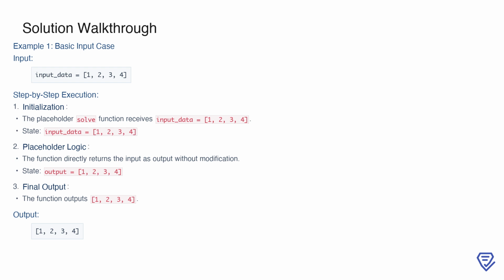The placeholder solve function initializes by receiving this input, and at this point, the state simply reflects the input data as 1, 2, 3, 4. Next, the function applies its placeholder logic, which is a straightforward return of the input without any modifications. As a result, the state of the output is also 1, 2, 3, 4. Finally, the function produces this output list, 1, 2, 3, 4, as the result of the computation.